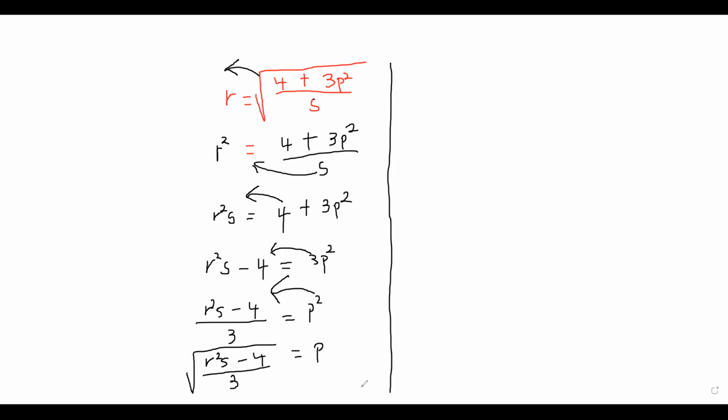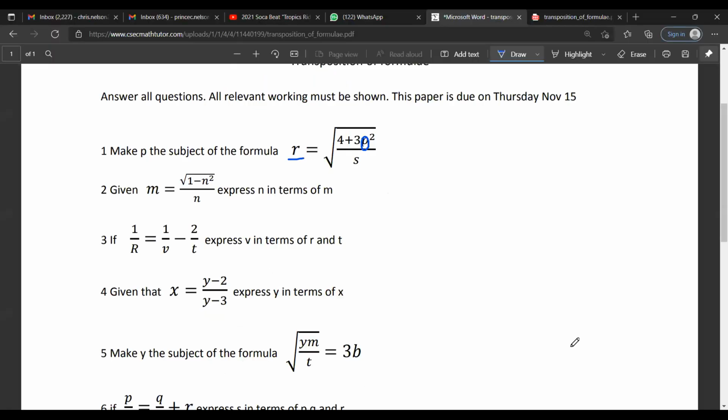Let's see what the second one says. They say, given that m is equal to the square root of 1 minus n squared. So the square root is only governing the top. If you notice, you see it's small and it's just governing the top. In the previous case, the square root was governing both the top and the bottom, right? Because it was big. But now you see clearly that it's only governing the top, right?